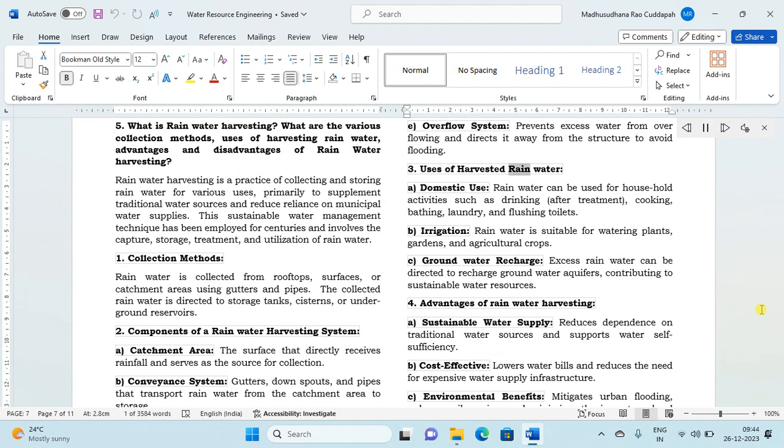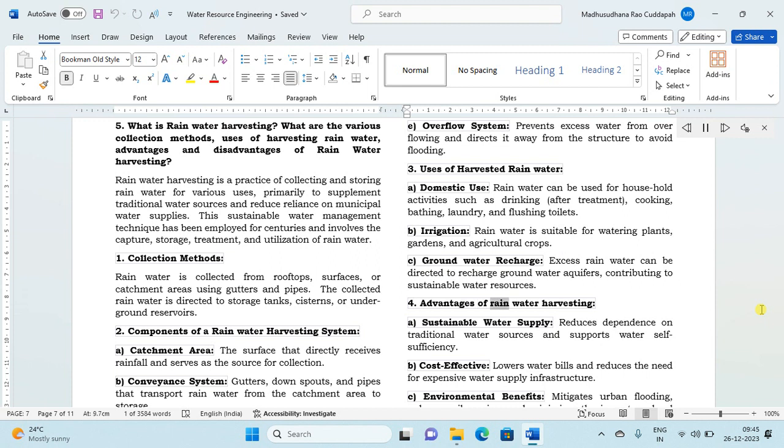3. Uses of harvested rainwater. A. Domestic use. Rainwater can be used for household activities such as drinking, after treatment, cooking, bathing, laundry, and flushing toilets. B. Irrigation. Rainwater is suitable for watering plants, gardens, and agricultural crops. C. Groundwater recharge. Excess rainwater can be directed to recharge groundwater aquifers, contributing to sustainable water resources.